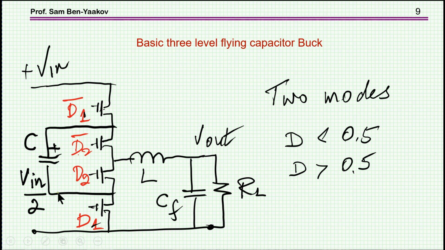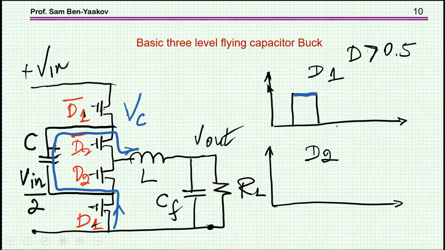And as we'll see, this capacitor is being charged and discharged such that in proper operation, especially if you have a control on that, the voltage will be kept constant, and it is supposed to be half the input voltage. Now this converter has two modes of operation depending on the duty cycle: for duty cycle smaller than 0.5 and larger than 0.5.